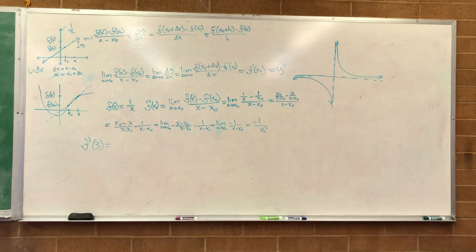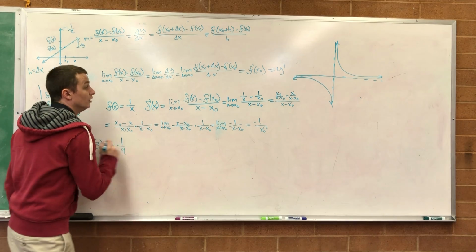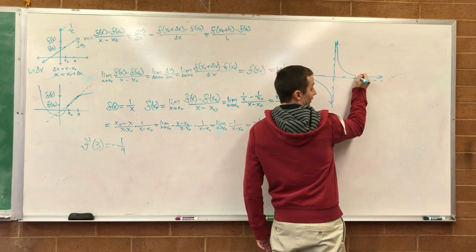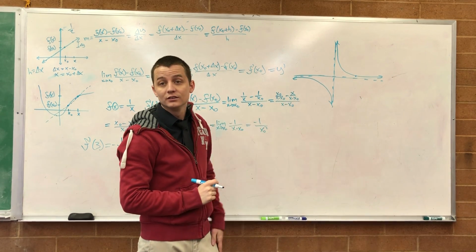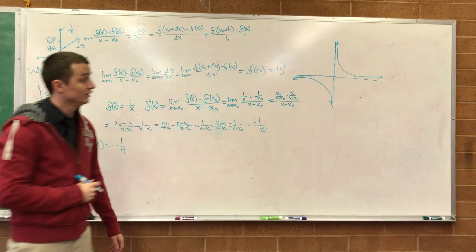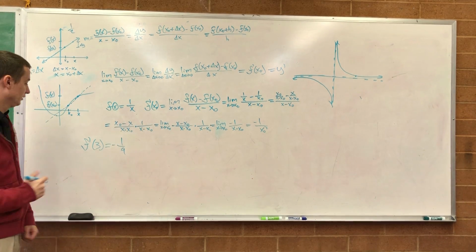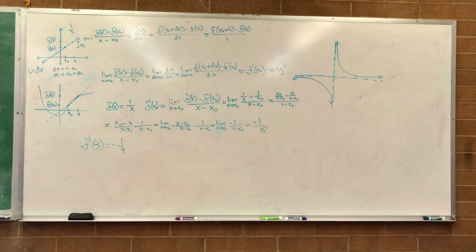Just negative 1 over 9. Negative 1/9. So if we were to go over 3 here, 1, 2, 3, then it has a really shallow negative slope, right? 1/9. What about -3? You need positive, right? No, still just -1/9.